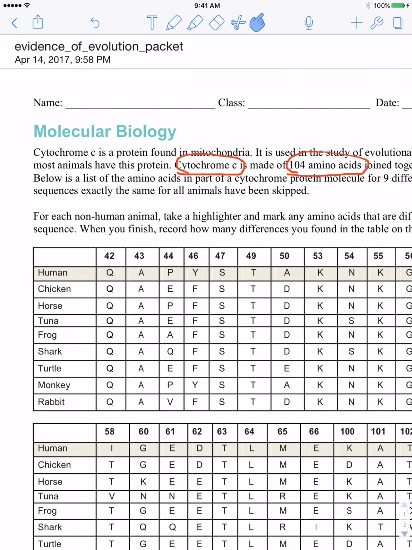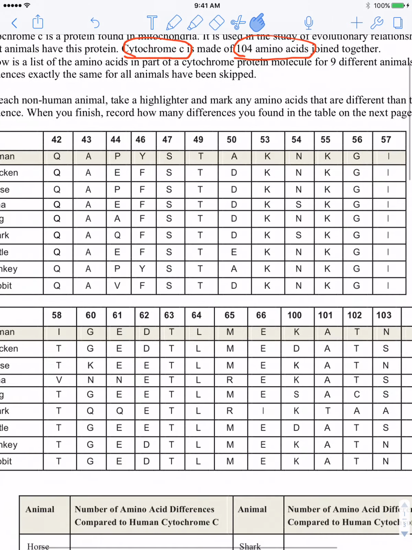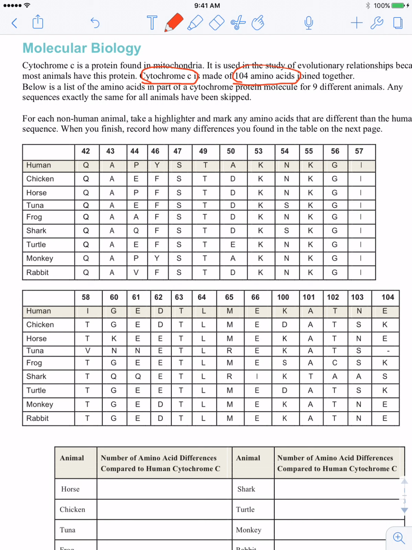And what we are looking at in this chart is, out of those 104, we have picked only the building blocks where there is going to be at least one difference between the human, the chicken, the horse, the tuna, the frog, the shark, the turtle, monkey, and rabbit. So they've picked 42 through 57, with the exception of 51 and 52, because we are going to be able to find a difference in some of these proteins. And so let's do an example.